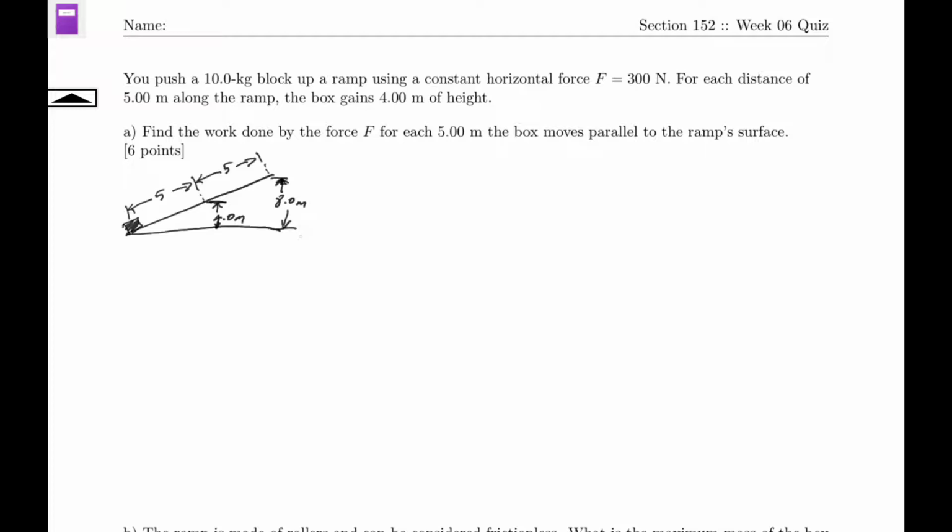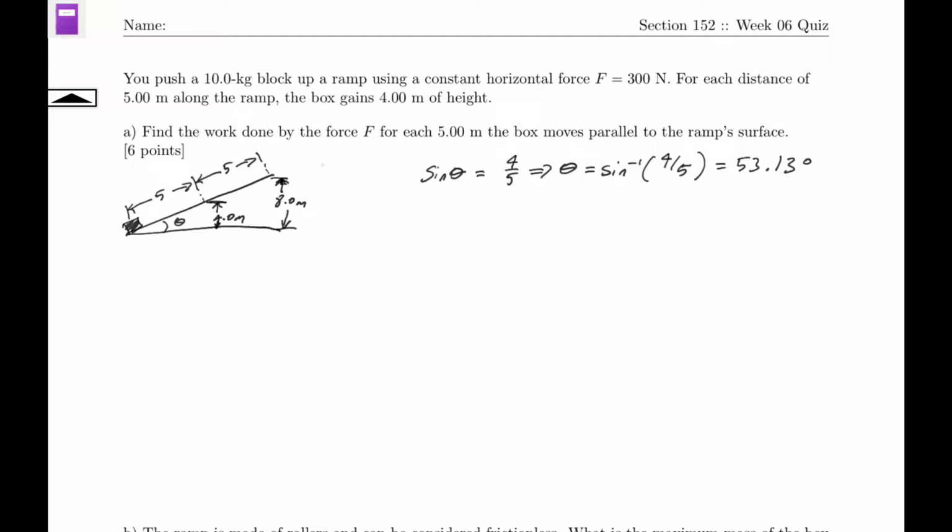And so on. Just right off the bat, because I'll probably need it, I'm going to calculate this angle. Sine of theta is going to be 4/5. That means theta is inverse sine of 4/5, which is 53.13 degrees.